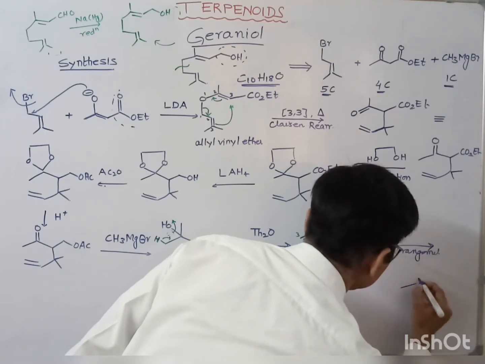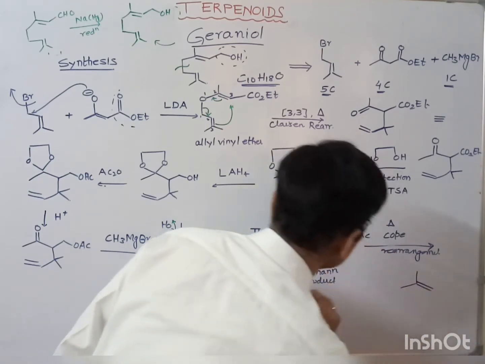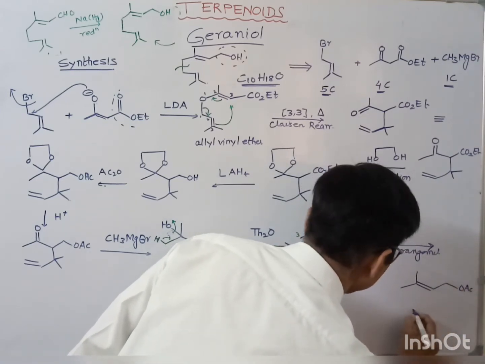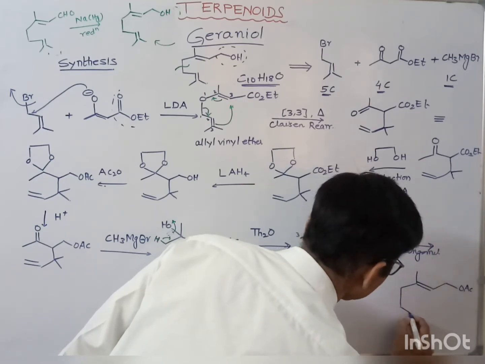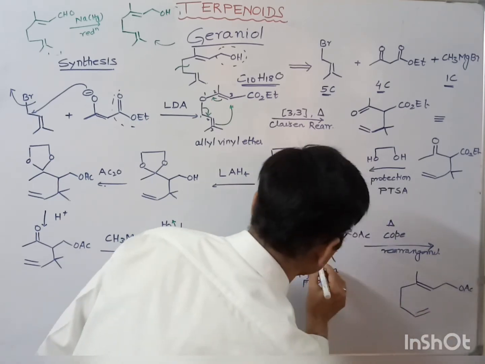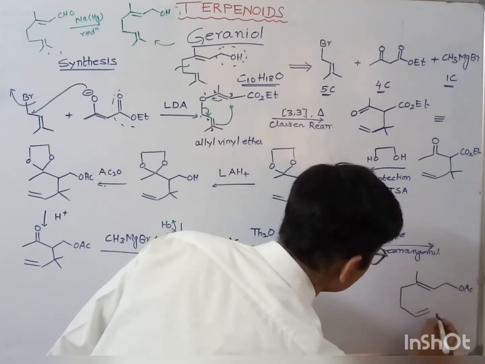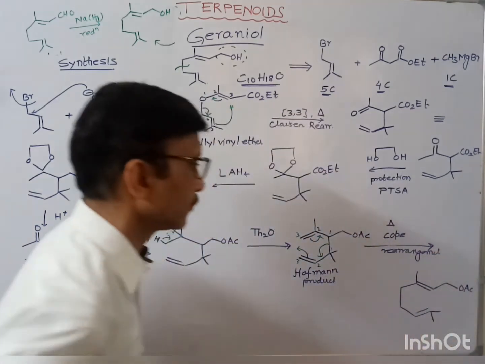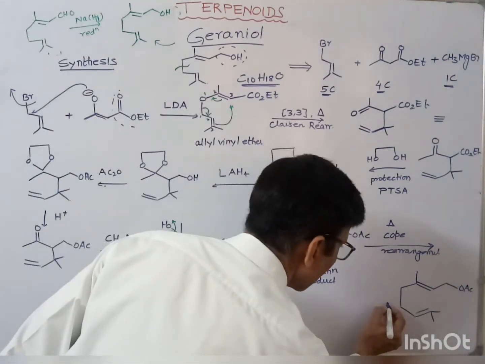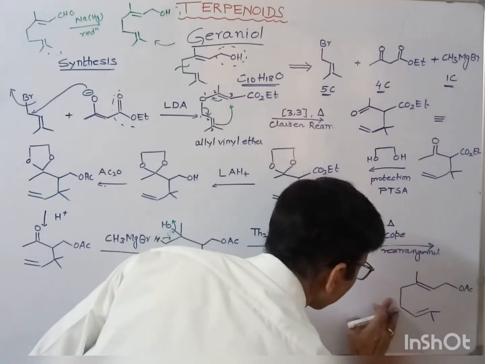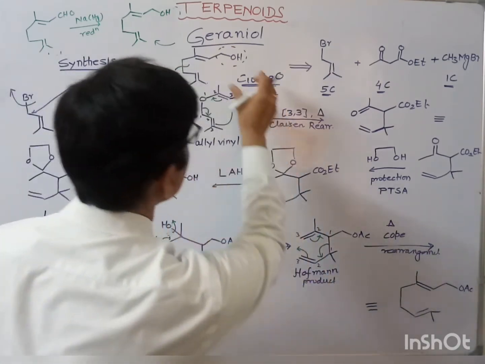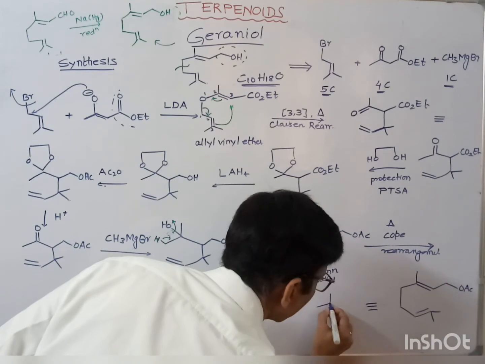So we may write, this is the double bond present over here, OAc, and a new single bond is formed, the double bond is converted into single bond, and a new double bond is formed. Here we have a new double bond, so this we have got. Now in the next step, we can write it in another way, similar to this geraniol. If we write it, then this is what we have got.